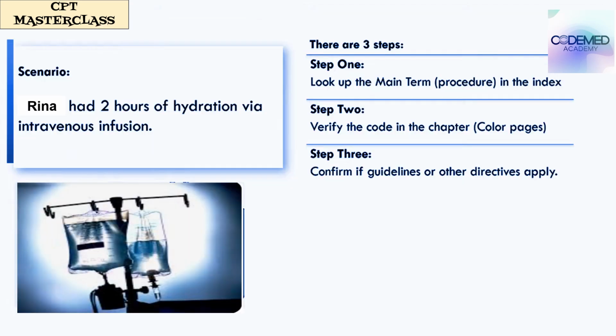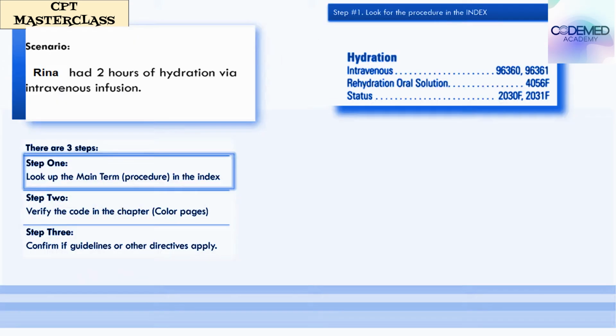Now the next example: Reena had 2 hours of hydration via intravenous infusion. So ask the question, what happened to Reena? Reena underwent hydration. So let's begin finding our main term in the index. Under hydration, there are 3 options. One is intravenous and the second is rehydration oral solution. In front of intravenous, we have multiple codes, 96360 and 96361. So we will pick up the codes and then go to the respective section.